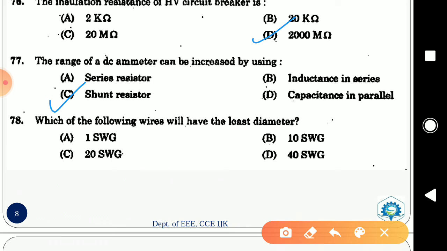Next question. Which of the following wires will have the least diameter? The options are given in SWG and we have to note one thing. In SWG, the higher the value of the SWG, the smaller will be the diameter of the particular wire. So the highest SWG will be having the least diameter. If you are looking at the options over here, the highest SWG is for 40 SWG. Therefore, option D is the correct answer.